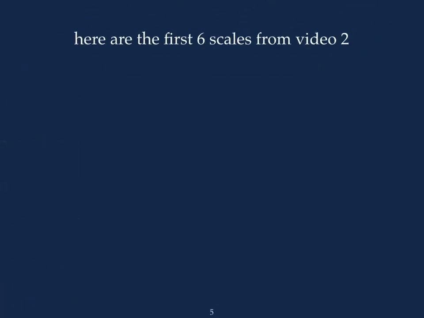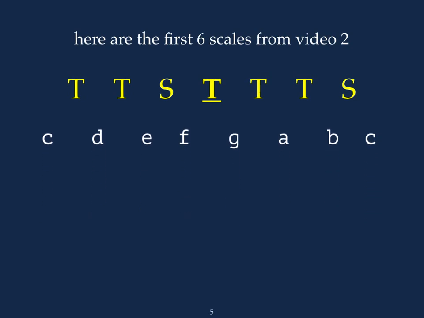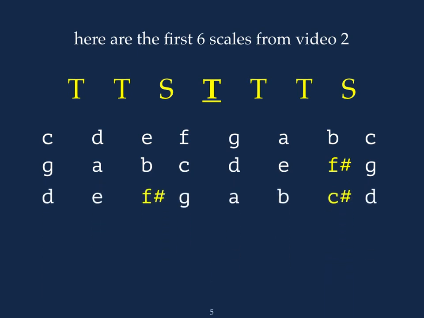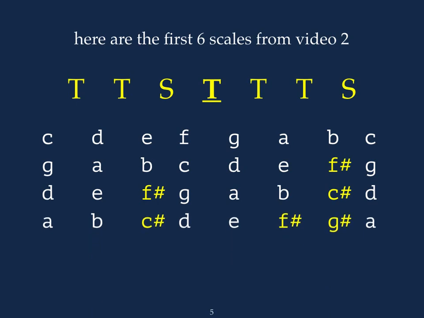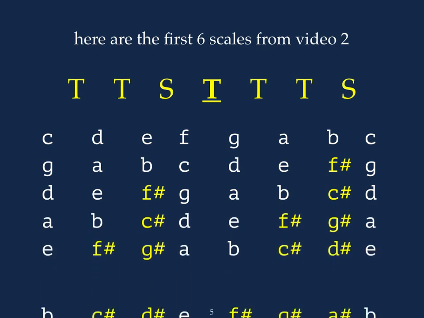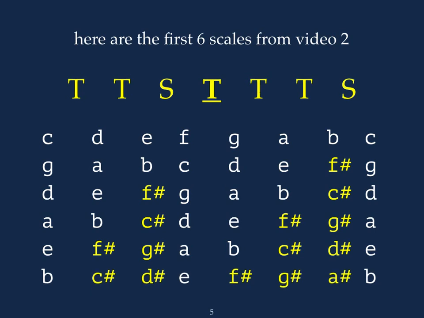Here are the first 6 scales from video 2. C major scale, and then the G major scale, followed by the D major scale. Then we have the A major scale, the E major scale, and the B major scale. Do please check back to video 2 if you're not sure how these scales were constructed.